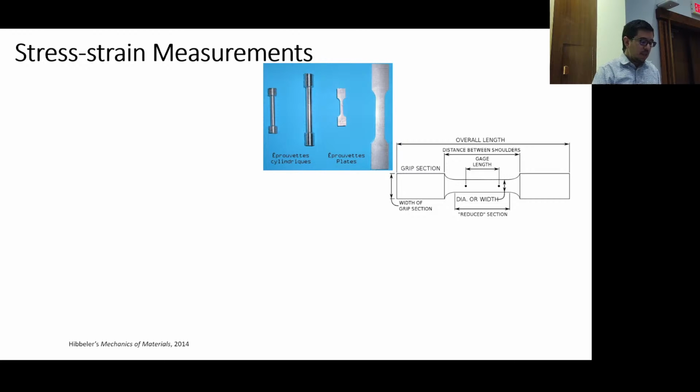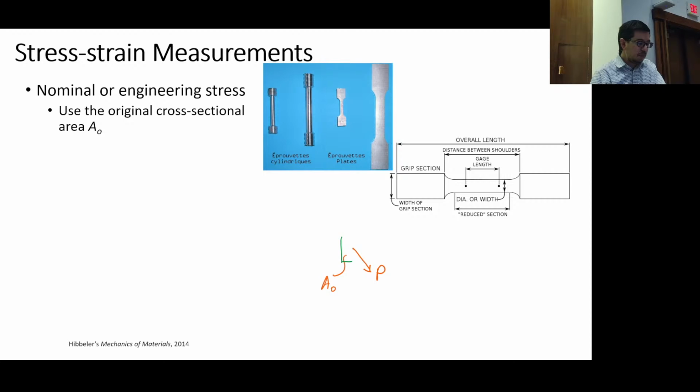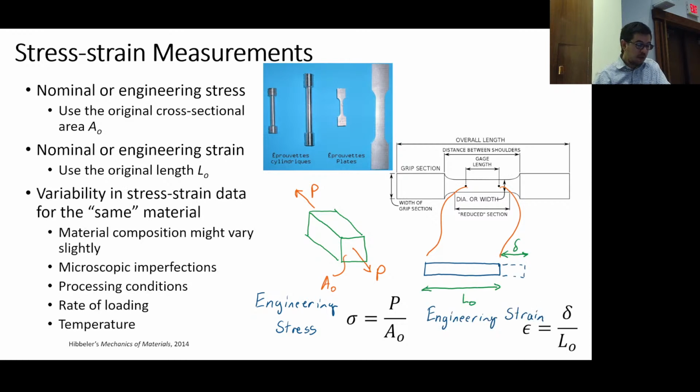With the stress strain measurements, you've seen this before. We use the original cross-sectional area for what we call engineering stress, and we use the original length, the gauge length, to calculate what we call engineering strain.